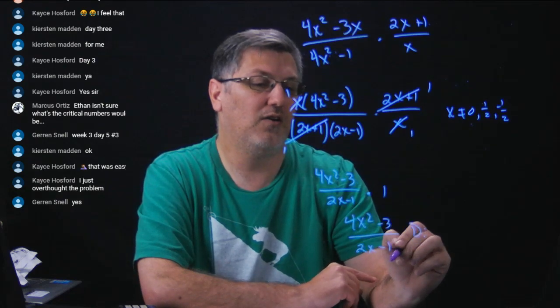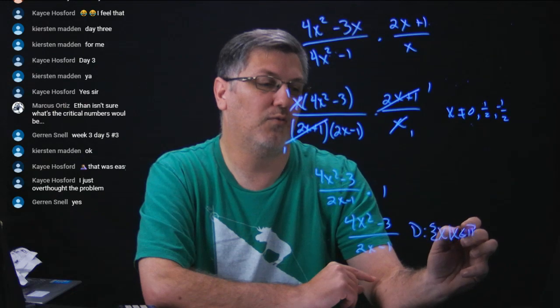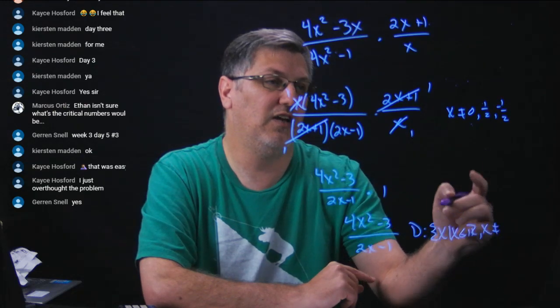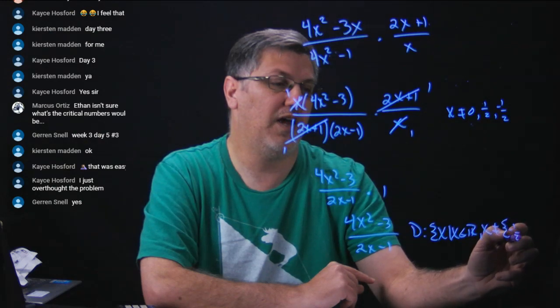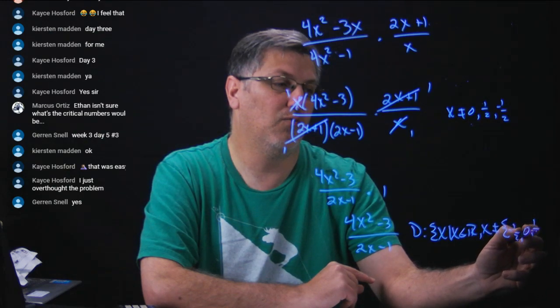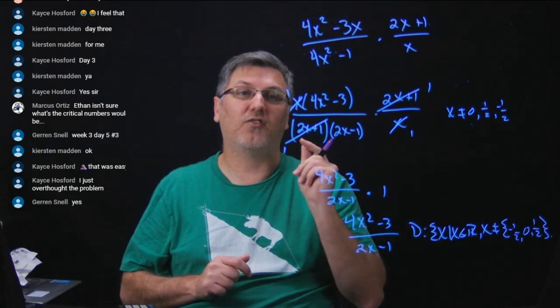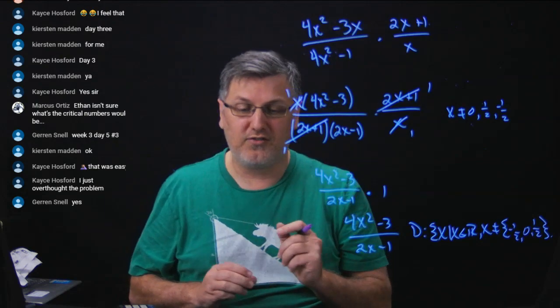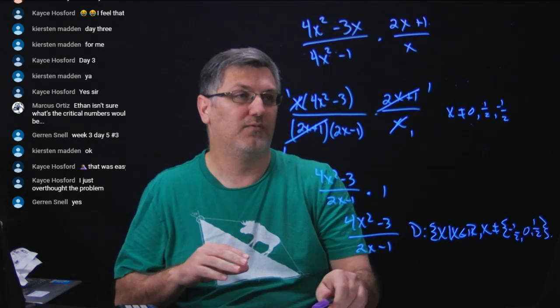My domain is simply the set of all x such that x is an element of the real numbers, and x cannot equal these numbers: negative 1/2, 0, and 1/2. So not terribly bad. You've got to be able to factor. Factor and cancel, factor and cancel. That's how I set up every one of these problems.